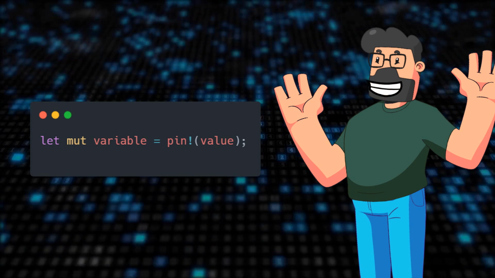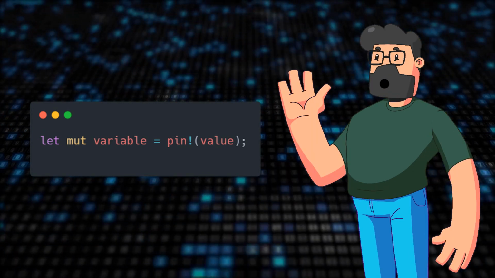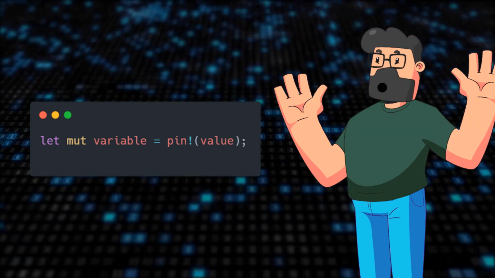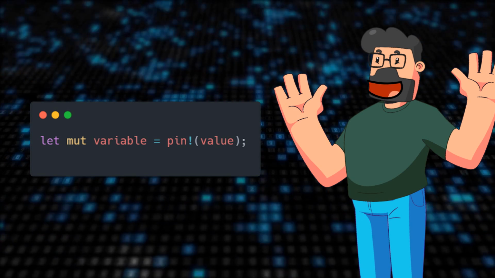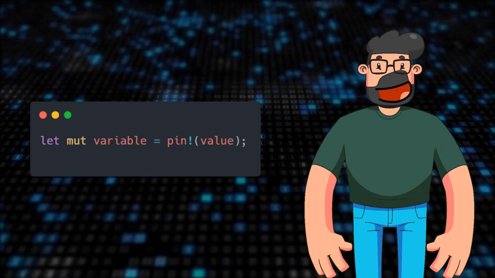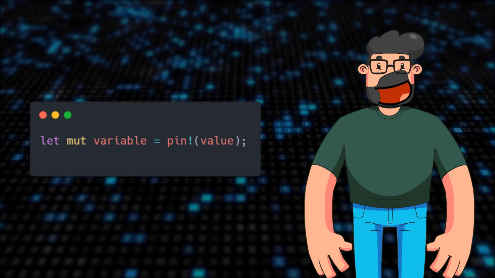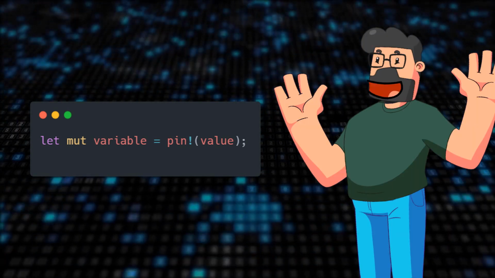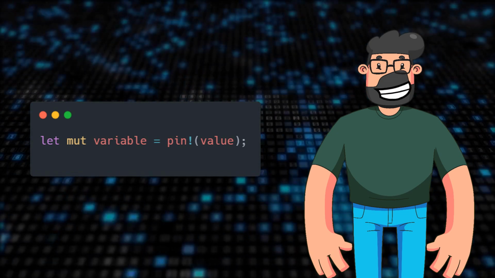Continuing with the solution, let's focus on the let mut variable = pin!(value) syntax. This structure may seem simpler and more aligned with traditional Rust coding practices. However, keep in mind that it doesn't offer the same flexibility as std's pin when it comes to expression positions. But hey, it's all about finding what works best for your specific use case.